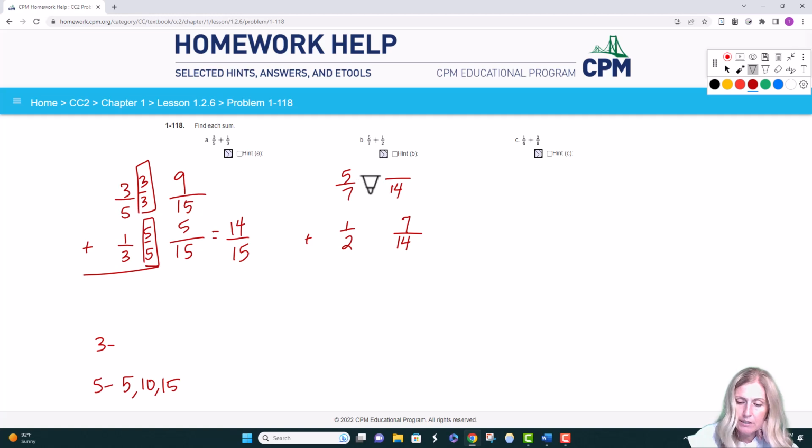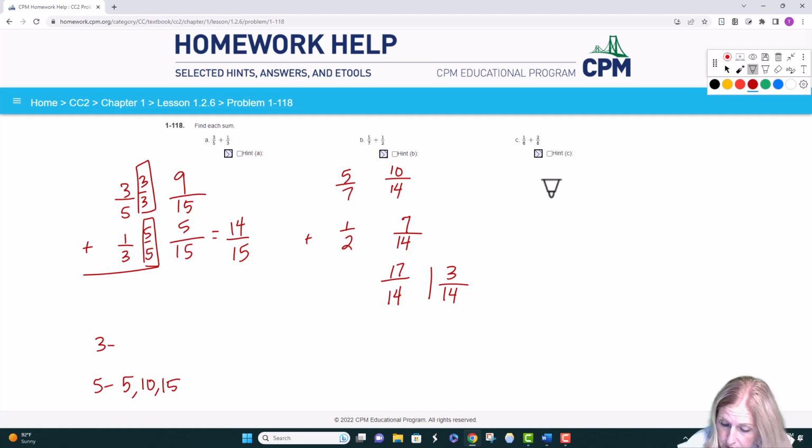7 times what is 14? 2. So 5 times 2 is 10. So now you probably can picture the giant one without even having to write it. So that would be 17/14. That's improper, so think 14 goes into 17 one whole time, and then you just subtract it, 17 minus 14. 3 is left over.